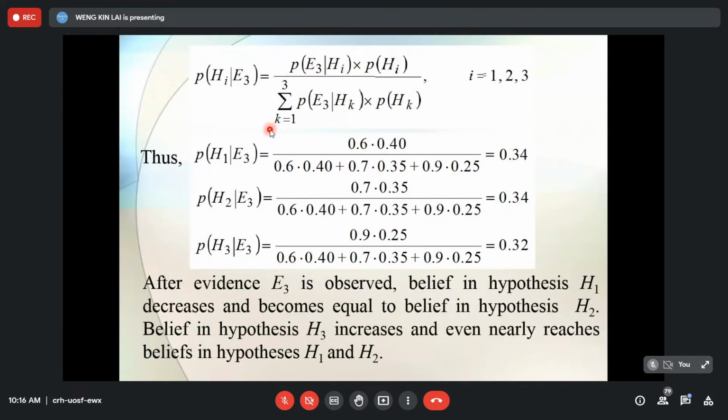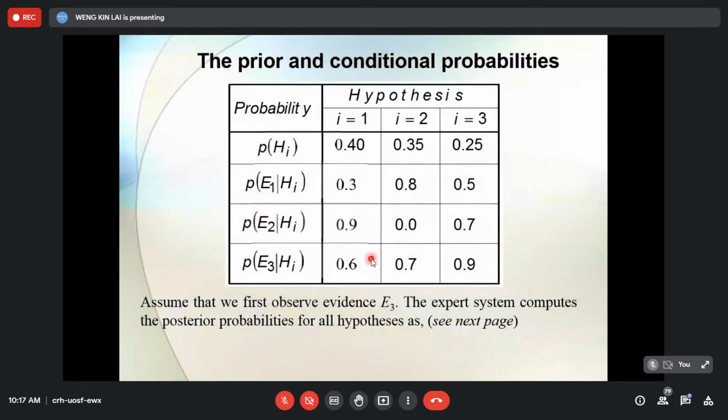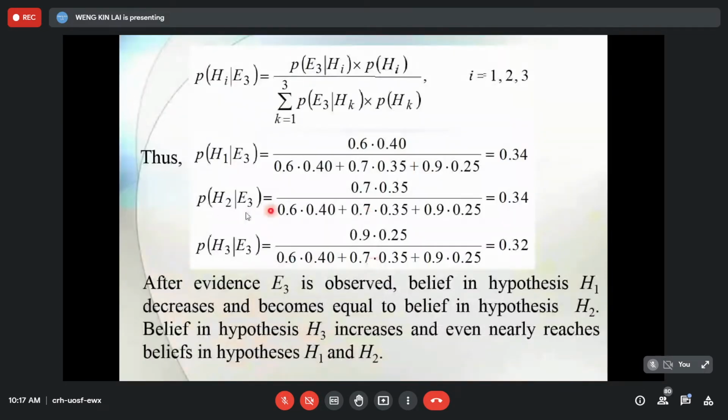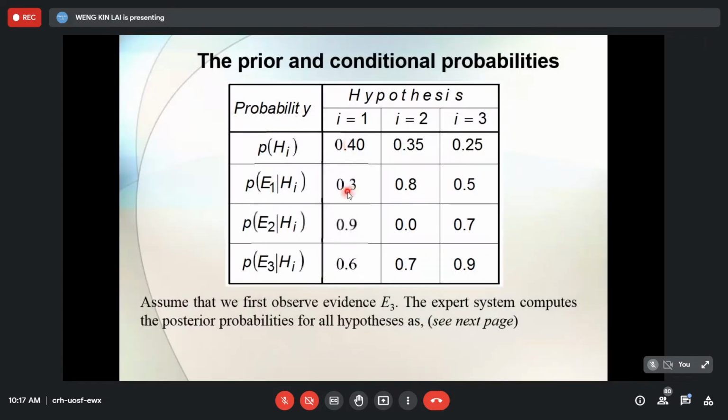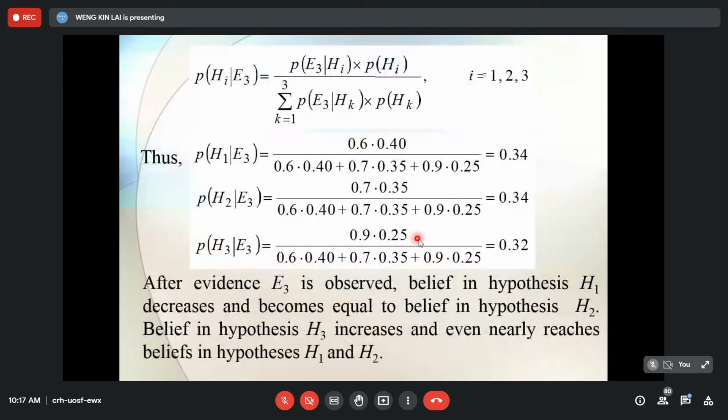So then you do it for the next one. So this is only for H1, E3. I also want to do it now for H2, E3. And then you substitute values inside. Now, here you can see the only difference is your E3. Since it's H2, E3 given H2 is 0.7, multiplied by the prior probability of H2, which is 0.35 over here.